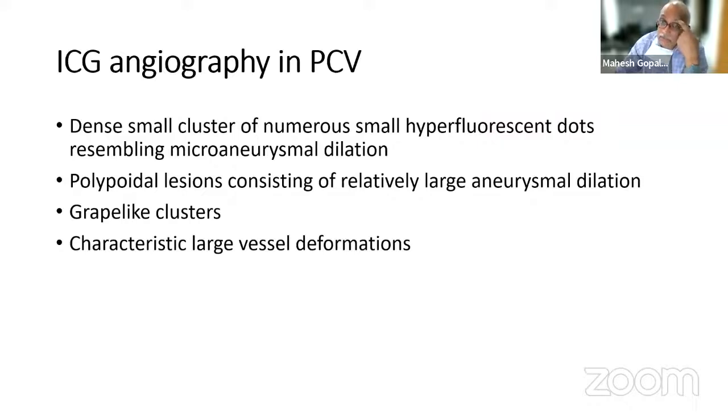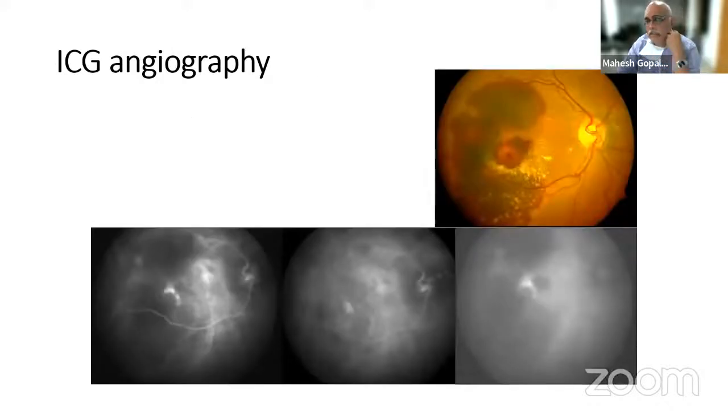ICG angiography is the gold standard in the diagnosis of PCV. It can demonstrate a small cluster of numerous hyperfluorescent dots. Polyps can be large aneurysmal dilatations, grape-like clusters, and large vessel deformations can be there. These are some of the examples.